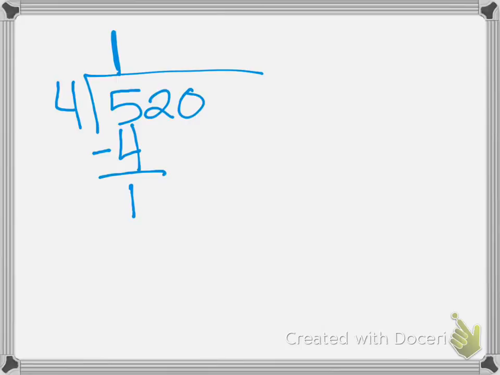Okay, what do we do next? Correct, we have to drop down that 2, so there's 2 numbers down here for us to divide this 4 into. So we take the 4, 4 goes into 12 how many times? 3. Because 3 times 4 is 12.